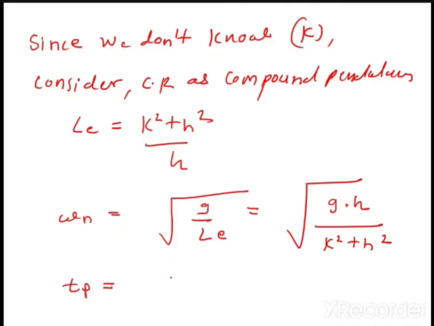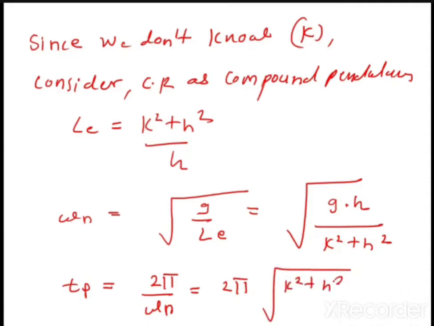Now TP. What is the time period? Time period is nothing but 2 pi upon omega n. So what will I get? 2 pi into, this will get reversed, K square plus h square upon G into h. So this is what I have derived. You watch the video. It is very, very important to remember. So I got this final formula, TP is equal to this.